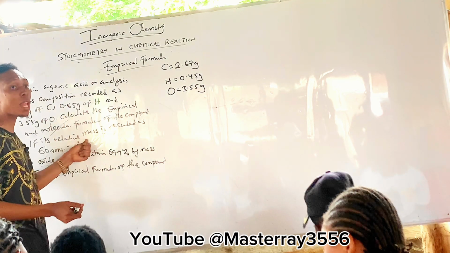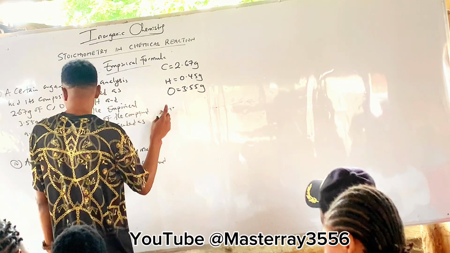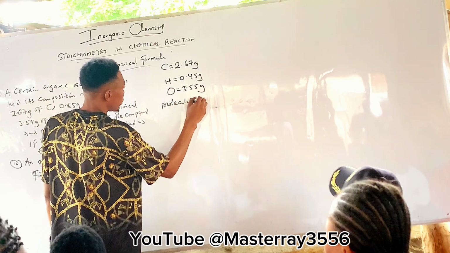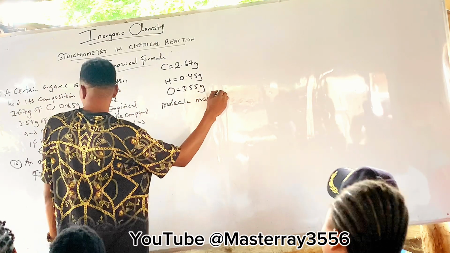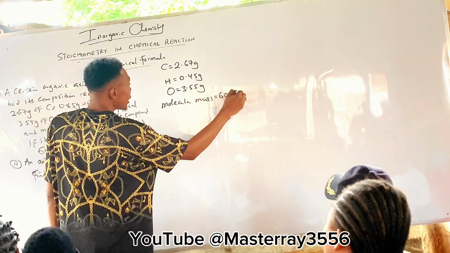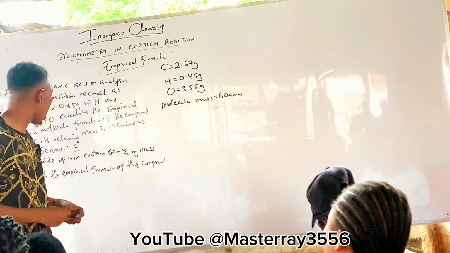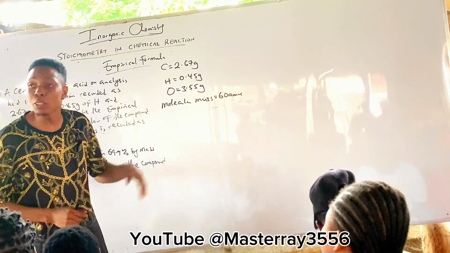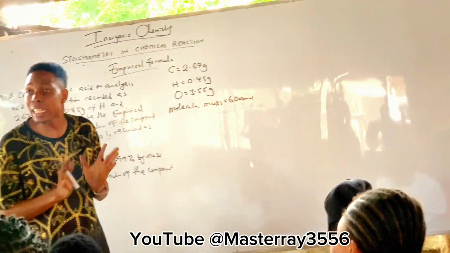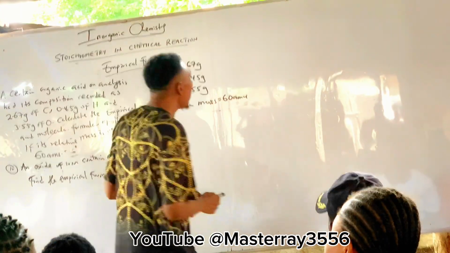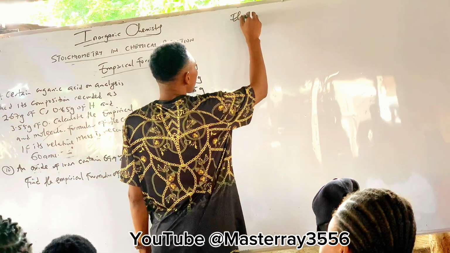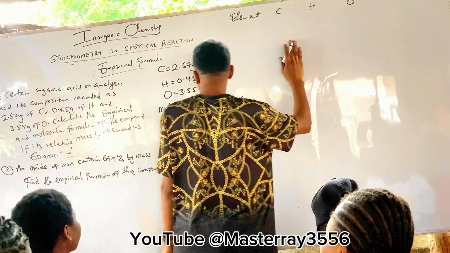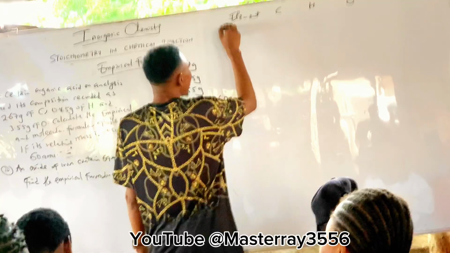Here we are given the relative molecular mass, right? Our relative molecular mass was given to be 60 atomic mass unit. Now you can see this one was given in terms of grams, is it not? Do I need to add up anything? You just go ahead and calculate. So from here we have elements. The elements are carbon, hydrogen, and oxygen. Then after that we have reacting masses.